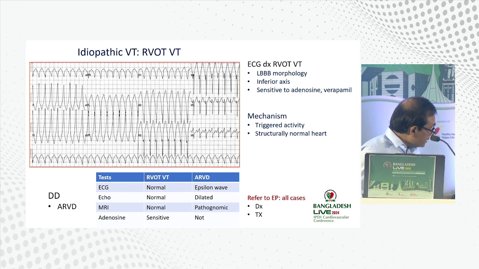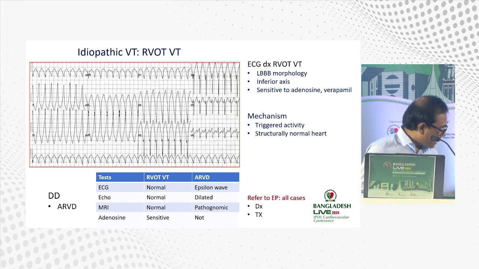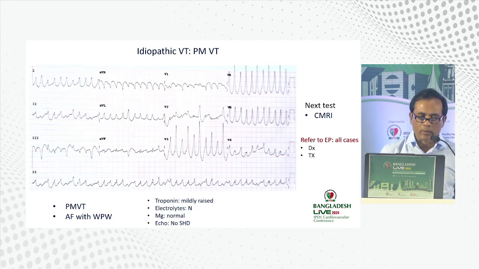This is an example of the two kinds, either idiopathic RVOT VT or ARVD, and these are the tests by which we can differentiate between RVOT VT and ARVD. In case of RVOT VT, the result of ablation is very excellent, but in case of ARVD, this patient should be sent for an ICD, and in all situations should be sent to the electrophysiologist for diagnosis and management.